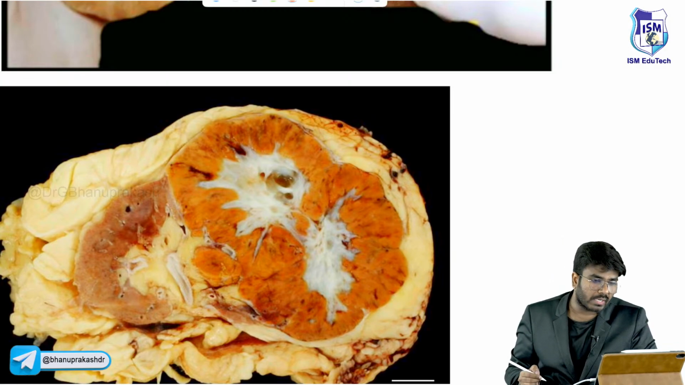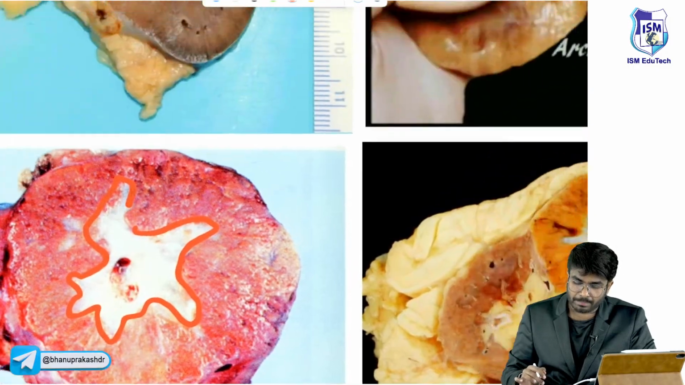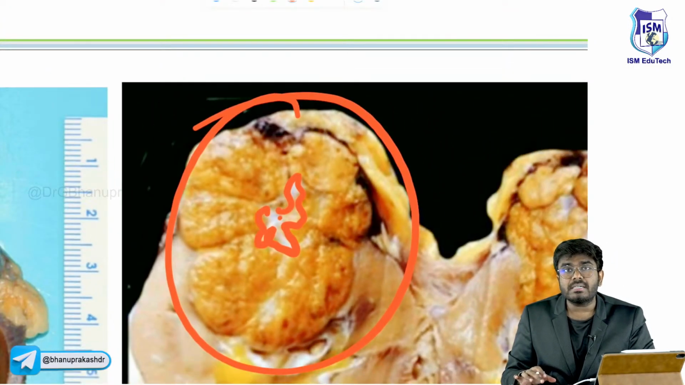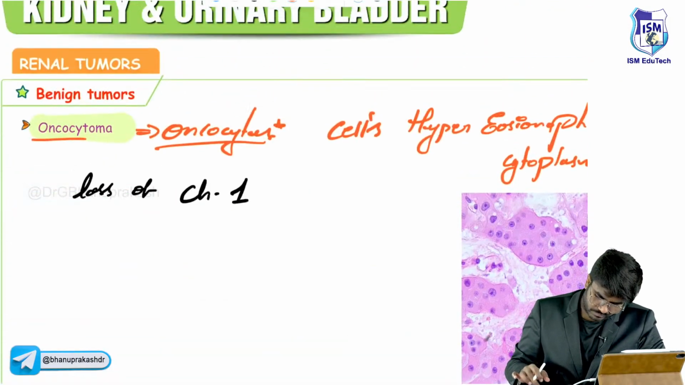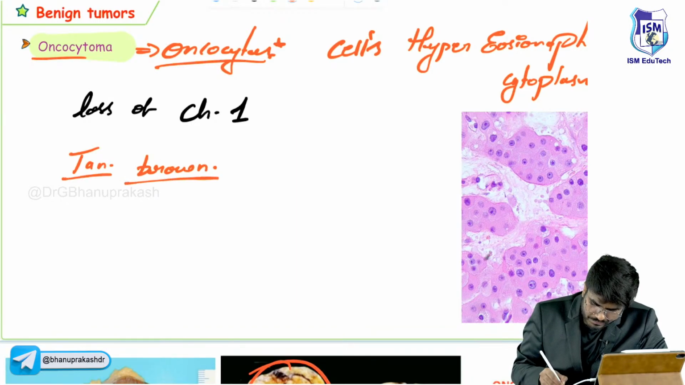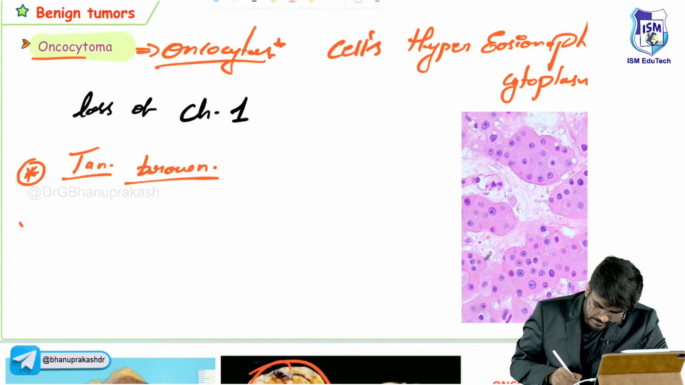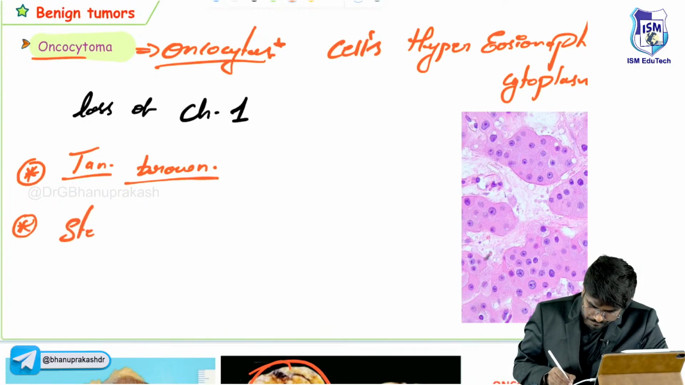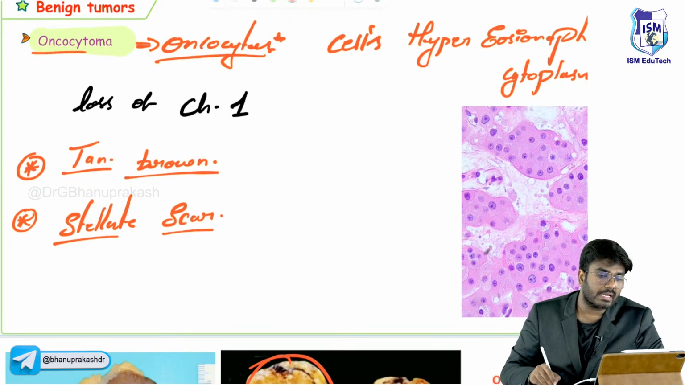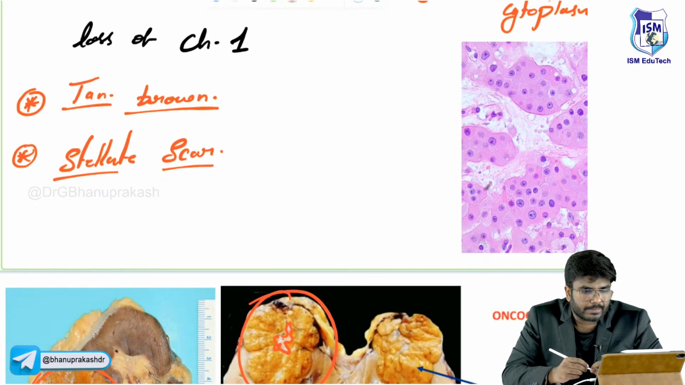There is a tan brown color, sir, here also. It is a brown color tumor. In the brown color tumor, there is a stellate scar in the middle. The tumor is going to be tan brown in color, and in the center, what you will see is a stellate scar. That is the one important point I want you to know.